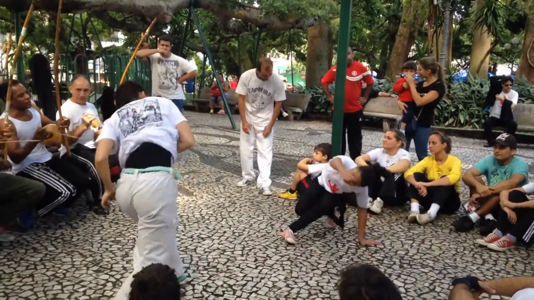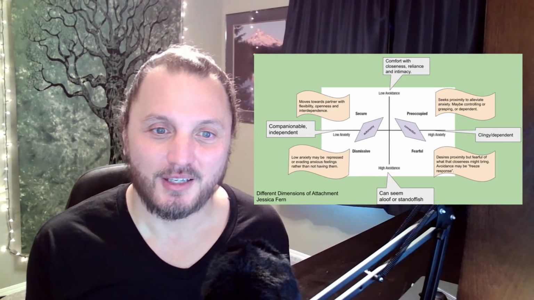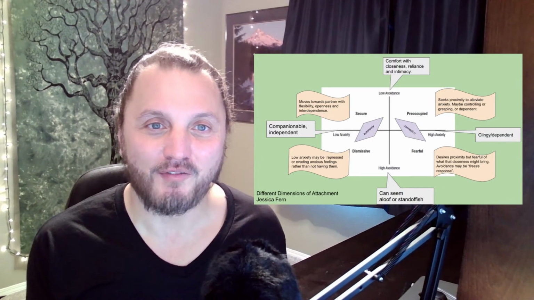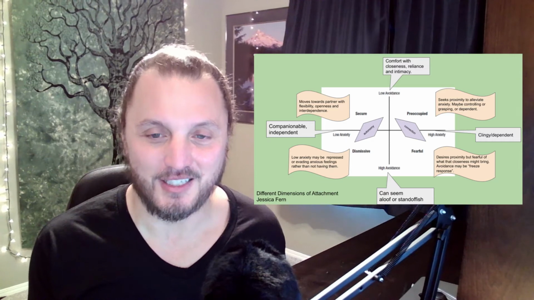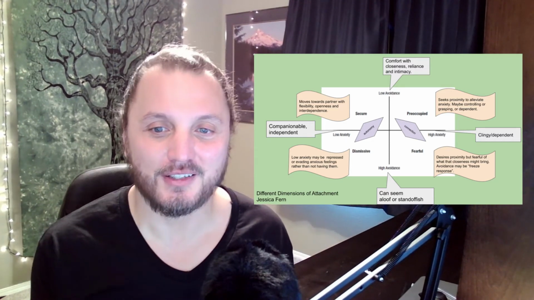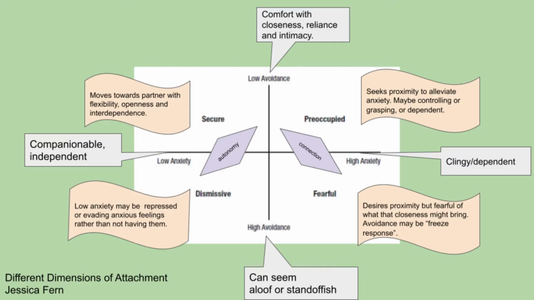We could also describe the dimensions of attachment as the intersection of avoidance and anxiety. So here in this graphic, we have low avoidance, high avoidance, and low anxiety, high anxiety. In the lower left quadrant, a dismissive person has low anxiety but high avoidance. They may be repressing or evading their anxious feelings, and they actually have them. They're just not showing them.